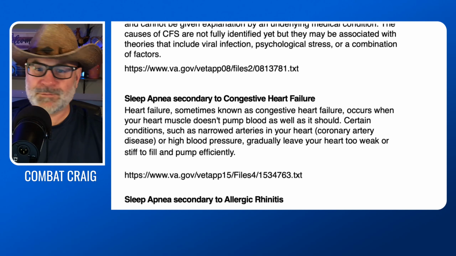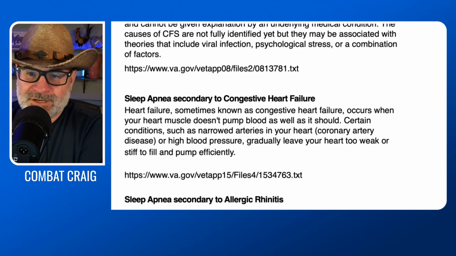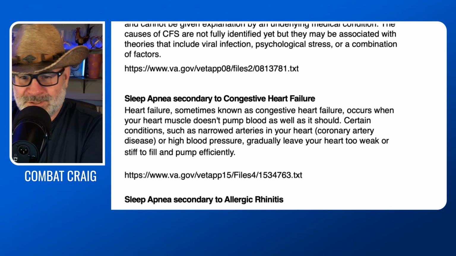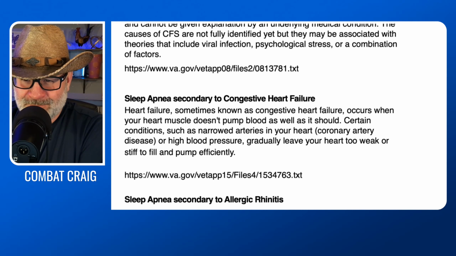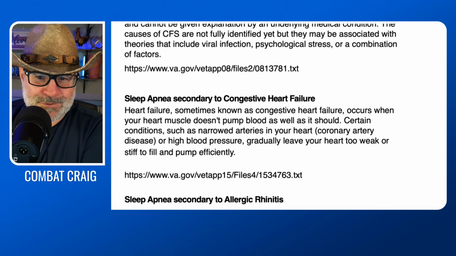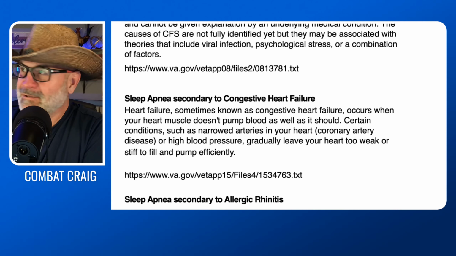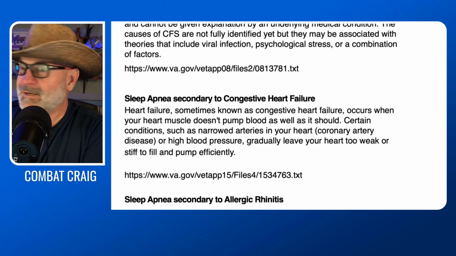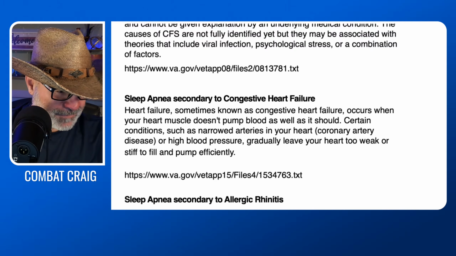So what is next? So sleep apnea secondary to congestive heart failure. Heart failure, sometimes known as congestive heart failure, occurs when your heart muscles don't pump blood as well as they should. You know what it is. If you have a diagnosis for it or you have it, you know what it is, right? So let's look at the verbiage here.